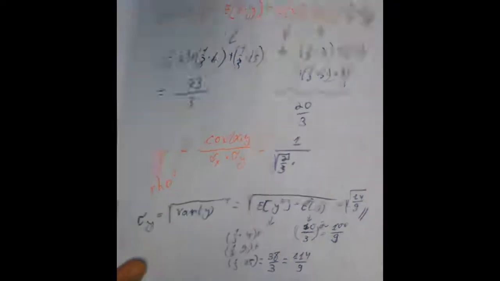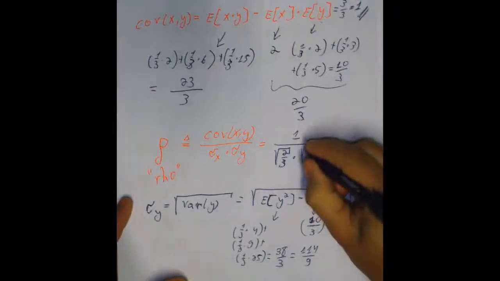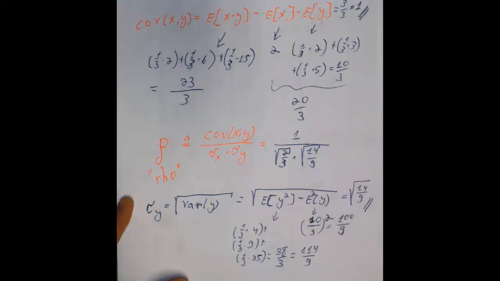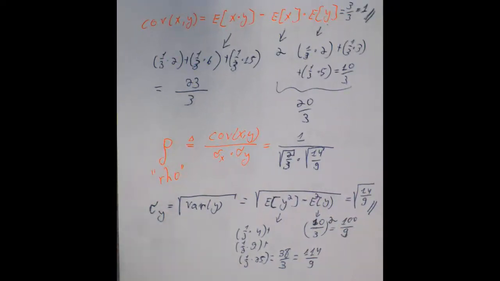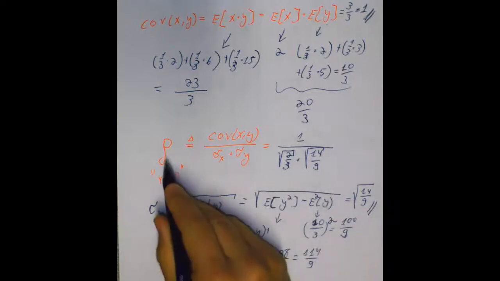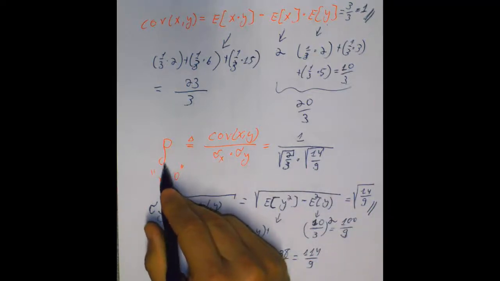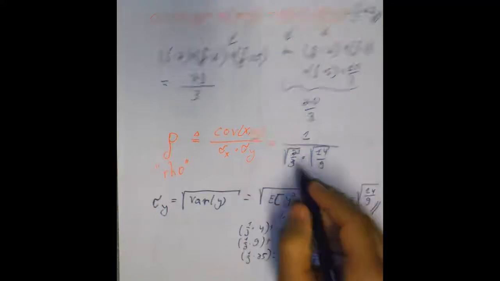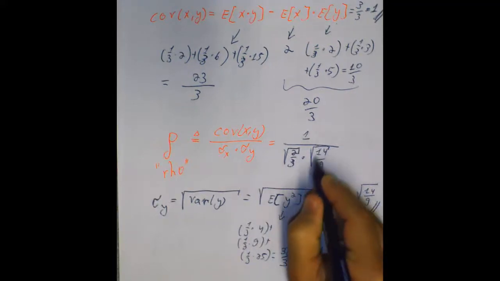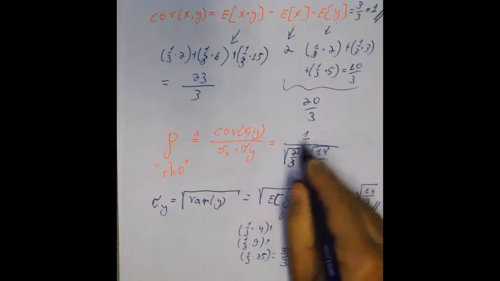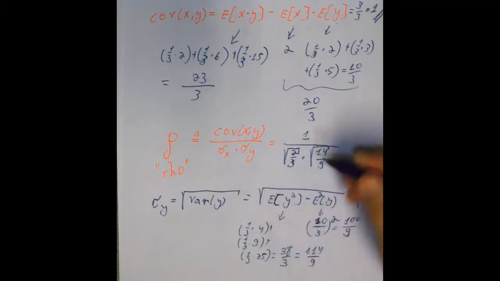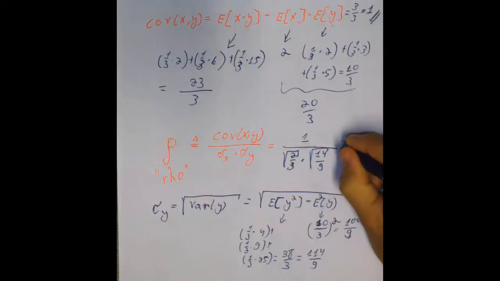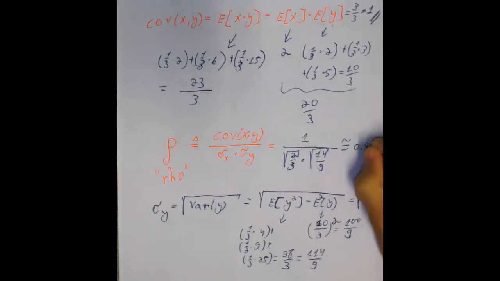Okay, let's plug in this here. 14 divided by 9. This is as far as I can go without a calculator. So in order to solve what is rho, the correlation coefficient measure, we need first to take the square root of 2/3. We need to take the square root of 14 divided by 9, take the product of those things, and then do the reciprocal, the 1 over. Once you do that, you will get something very, very close to 0.98.